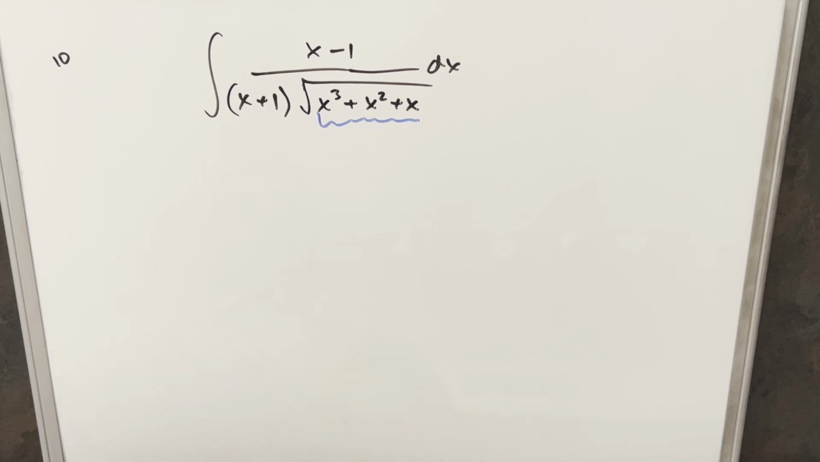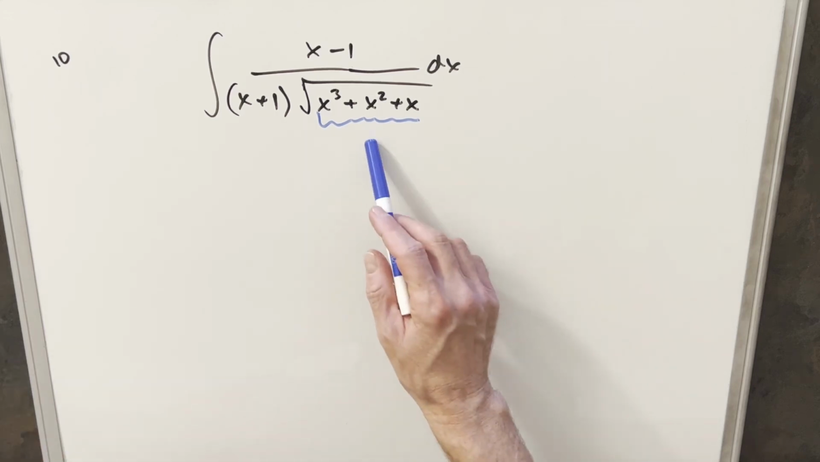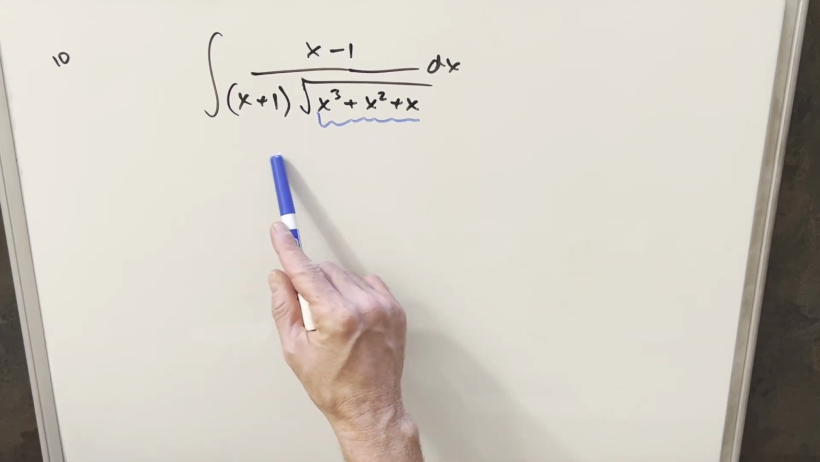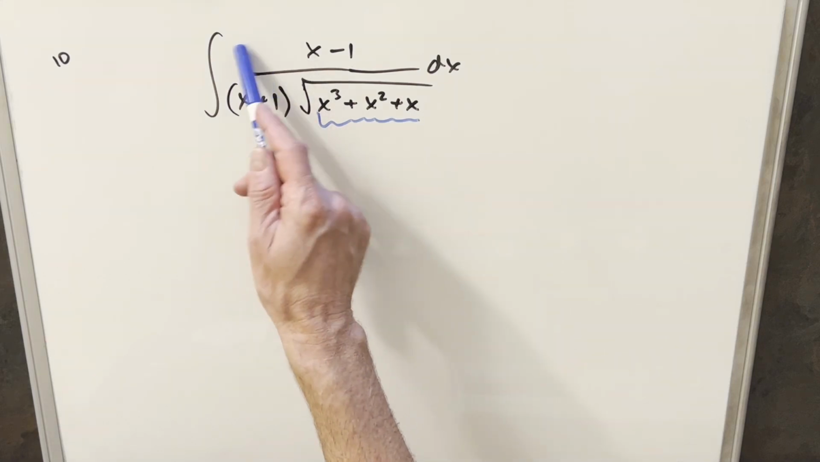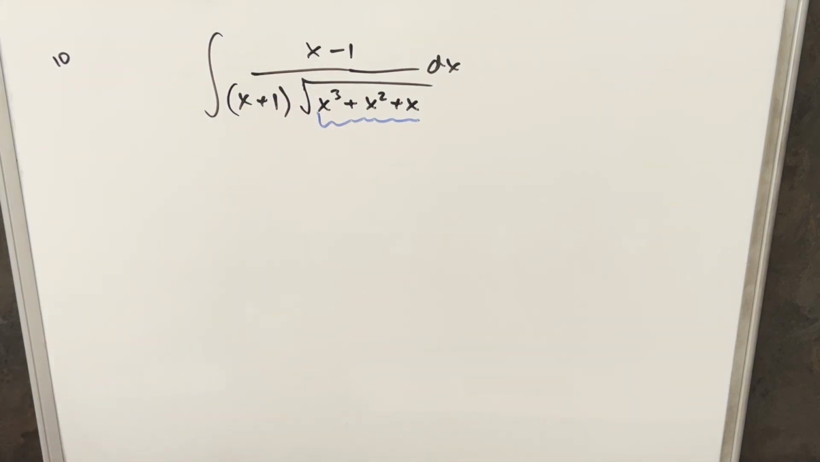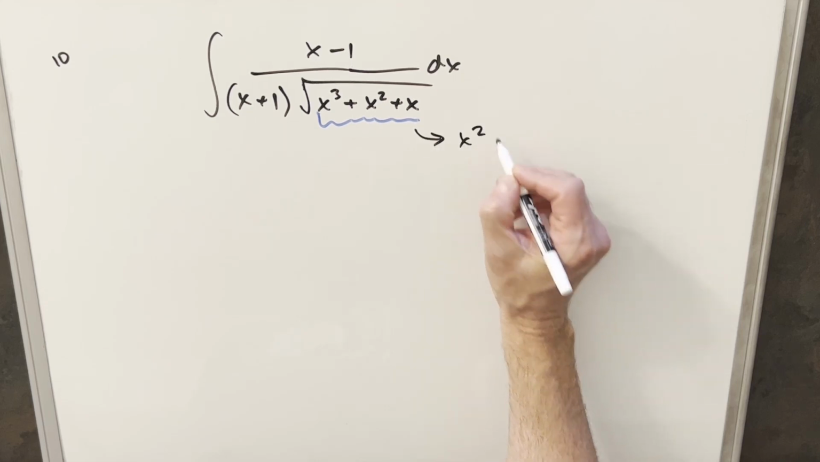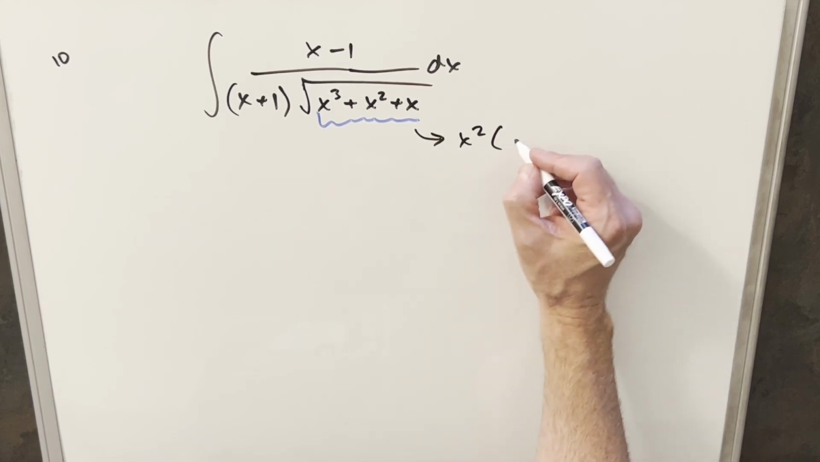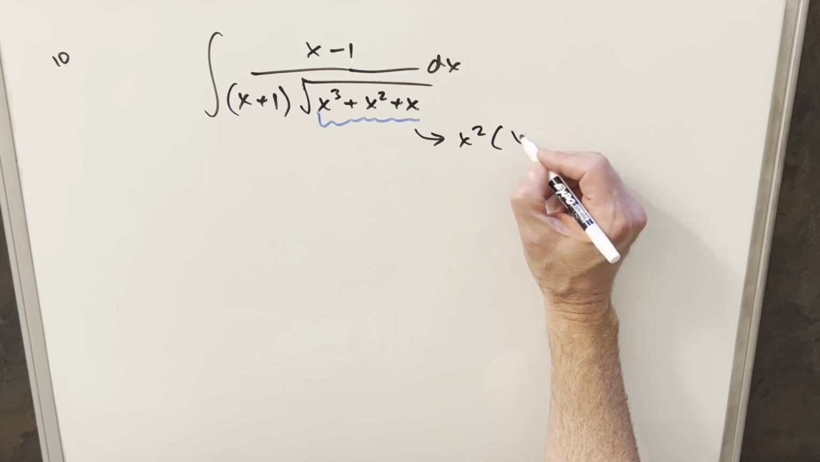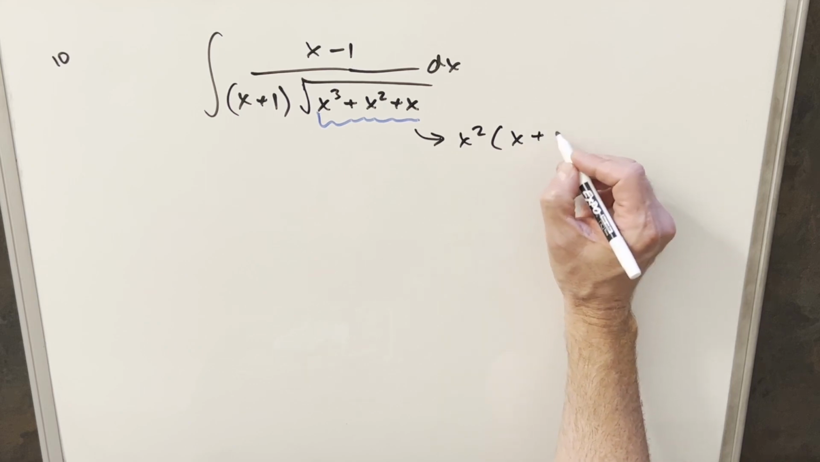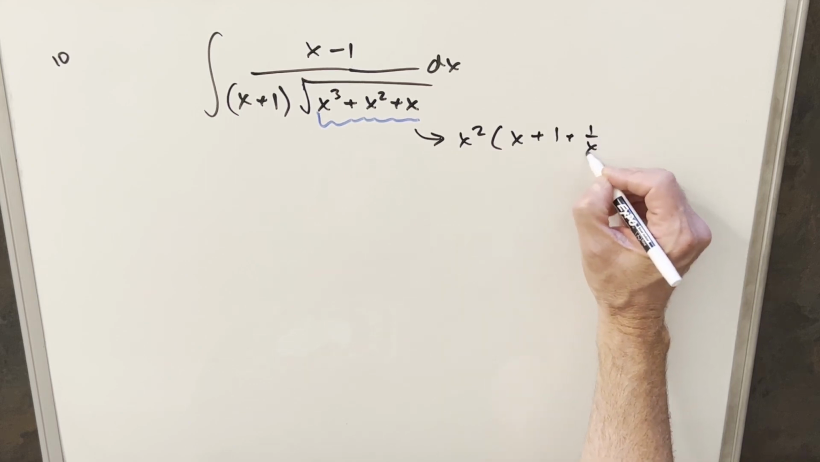That's a problem right away. At first I tried factoring an x out of this, and then I had a square root of x floating around. I didn't really like that. So what I did instead is I wanted to factor an x squared out of this. I'm going to factor this as x squared, and what's inside parentheses is going to be just x plus 1 over x.